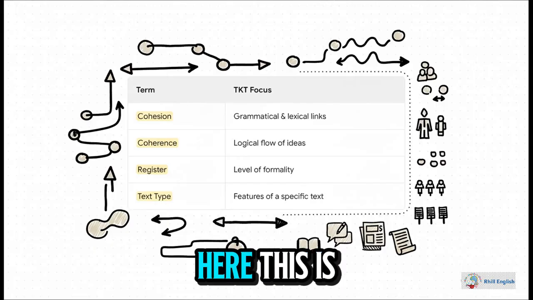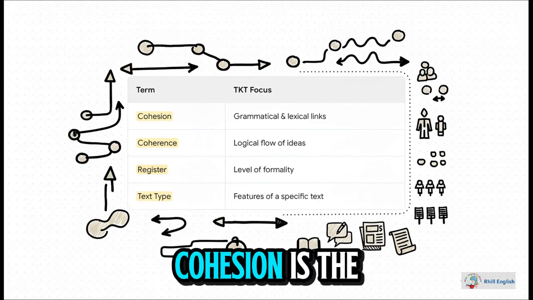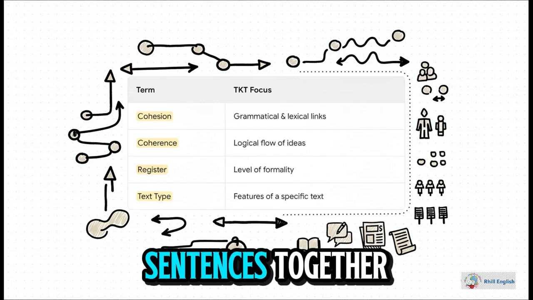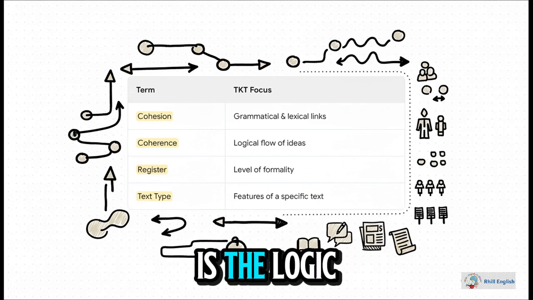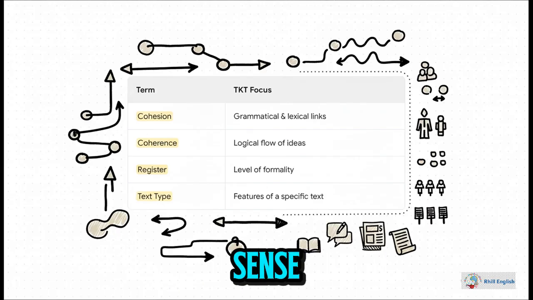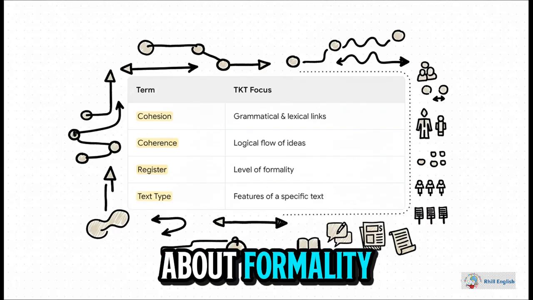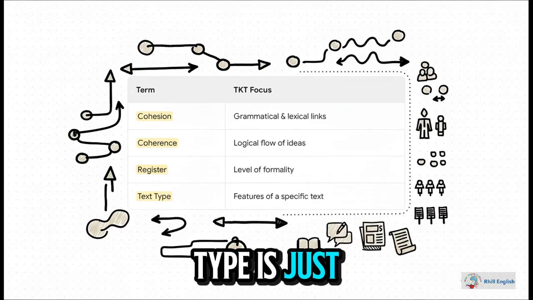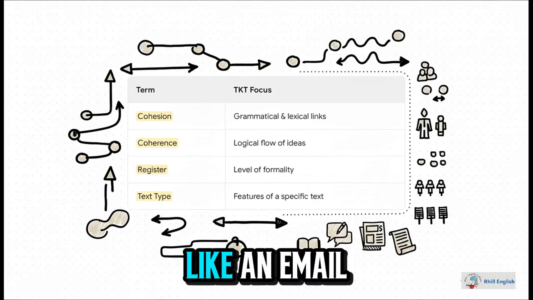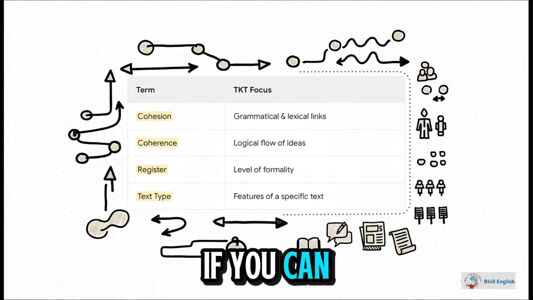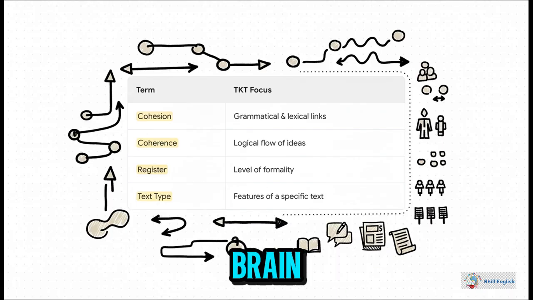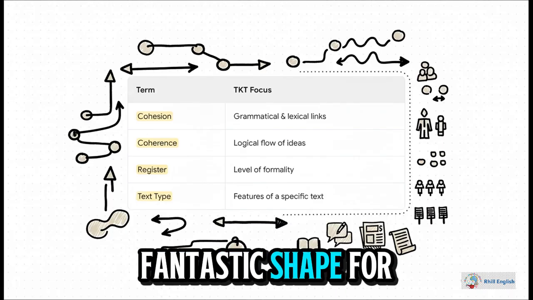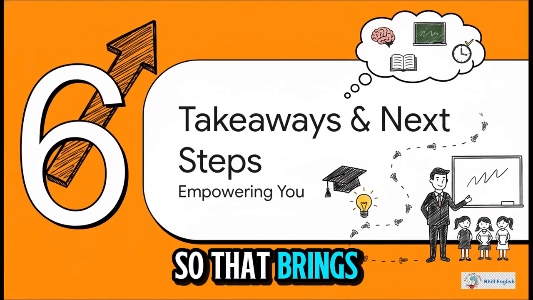This table right here, this is your cheat sheet. These are the big ones. Remember, cohesion is the glue that sticks sentences together. Coherence is the logic that makes the whole text make sense. Register is all about formality, and text type is just about the kind of thing you're writing, like an email or a report. If you can lock these 4 definitions in your brain, you are going to be in fantastic shape for the exam.